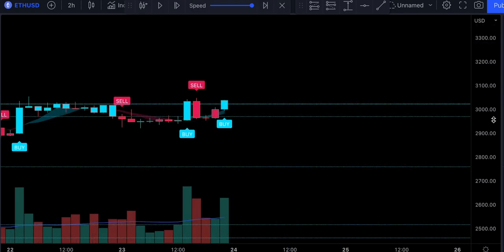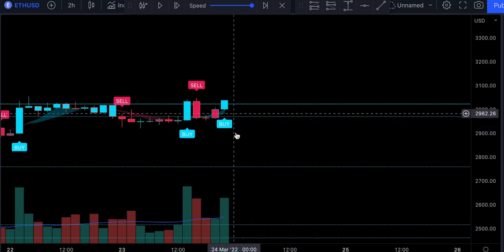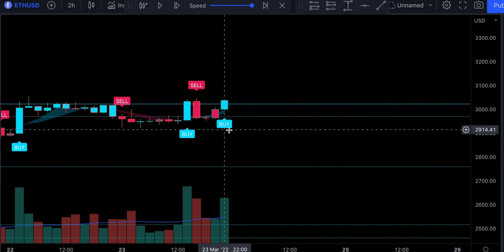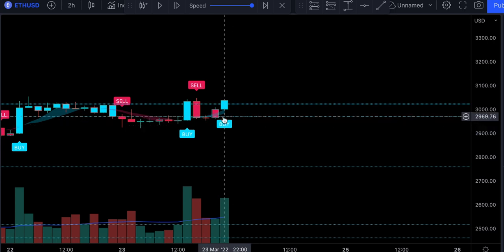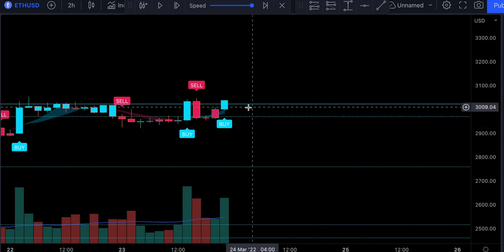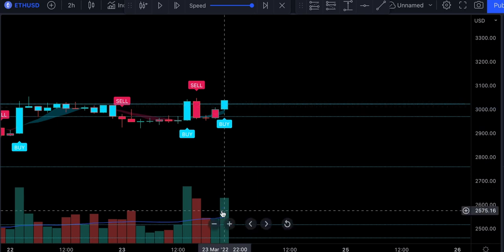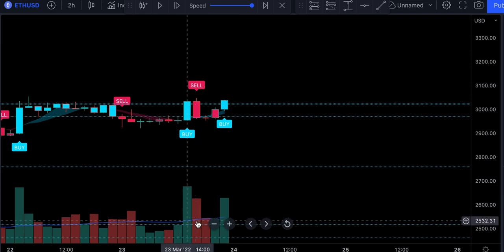Okay, so the conditions for entering a long trade are simple. We first need to have a new buy signal issued by the EaseAlgo. The trend ribbon has to be colored in green. The price has to be at or really close to the support level, which is going to be colored in blue. And the volume histogram has to be bullish and it has to be above this blue moving average.